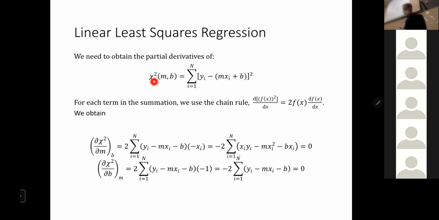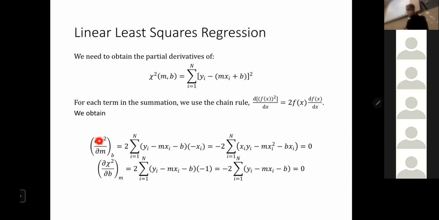This chi-squared, we wrote it like this, in terms of a sum over all of the measured data points, x and y. And so how do we take these derivatives? Well, for each term in this summation, we can use the chain rule. The derivative of a function squared is just 2 times the function times the derivative of the function with respect to x. And f of x here is just this term in brackets that gets squared.